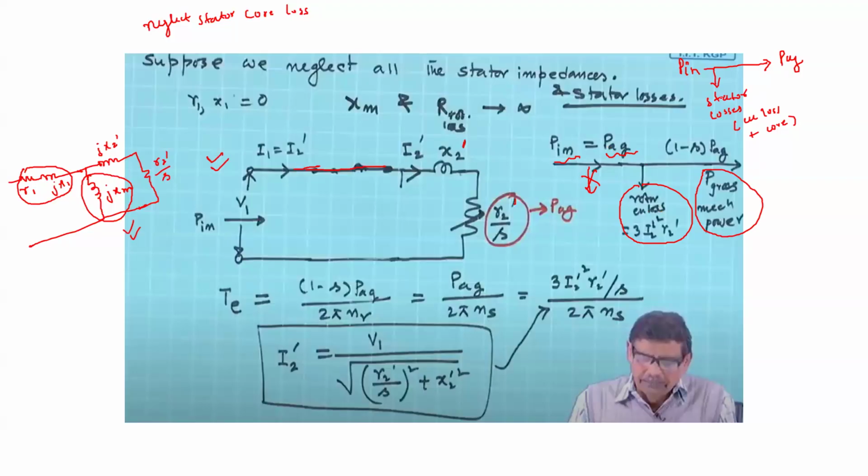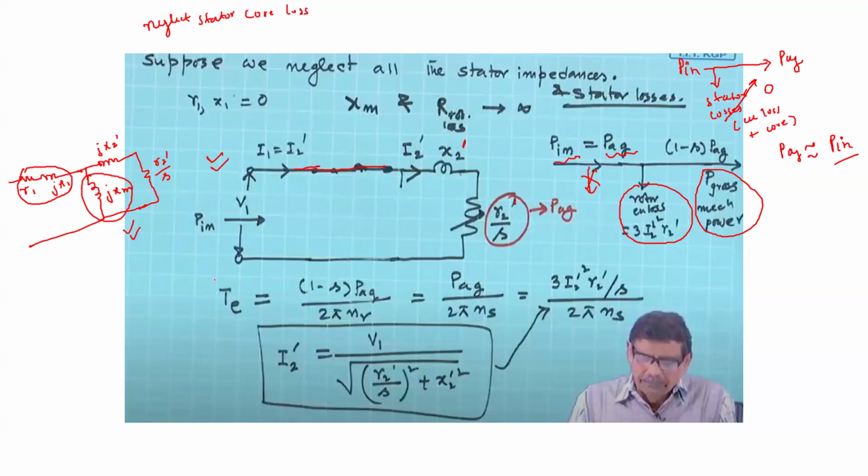The only difference is that we are neglecting the stator losses. Because this becomes zero, we are saying that P_AG is approximately equal to P_in. This is one approximation which comes because of neglecting these branches, the series branch and the shunt branch.